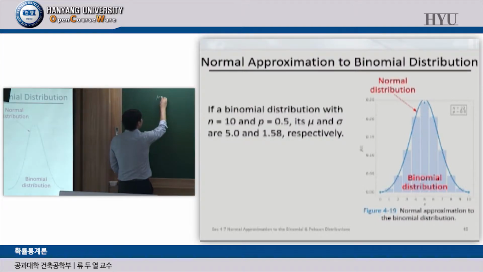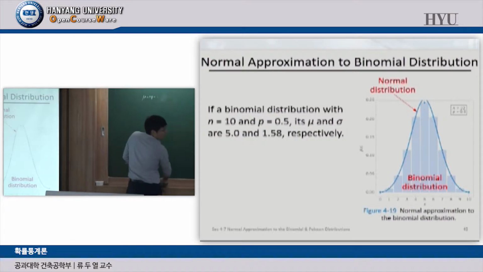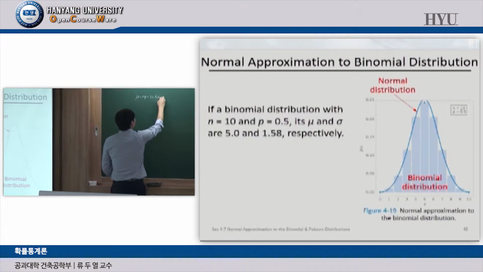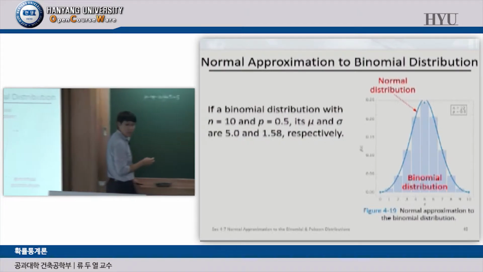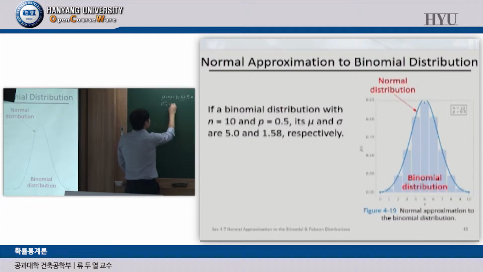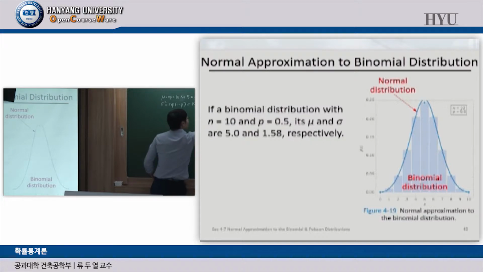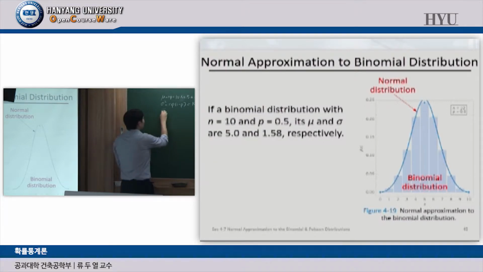In this case, mu is np, that is 10 multiplied by 0.5, which equals 5. Sigma squared is np(1 minus p), that is 10 times 0.5 times 0.5, which equals 2.5. So sigma is root 2.5, which equals 1.58.